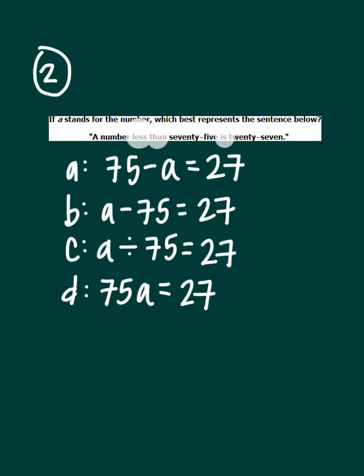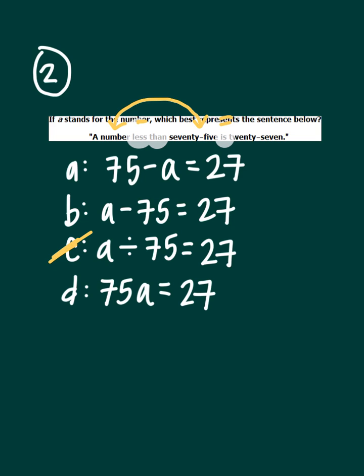Okay, so less tells us to subtract. Than is a flip word. So we'd flip the order of 75 and the number. And again, when you see number, that tells you to use a variable. Is means equals. So we have less equals 27. So we're looking for 75 minus some variable equals 27.